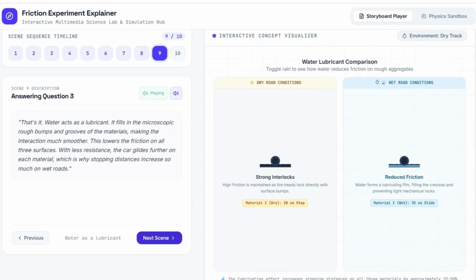That's it. Water acts as a lubricant. It fills in the microscopic rough bumps and grooves of the materials, making the interaction much smoother. This lowers the friction on all three surfaces. With less resistance, the car glides further on each material, which is why stopping distances increase so much on wet roads.